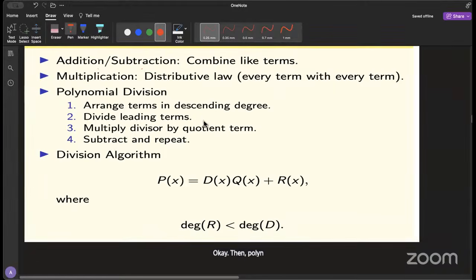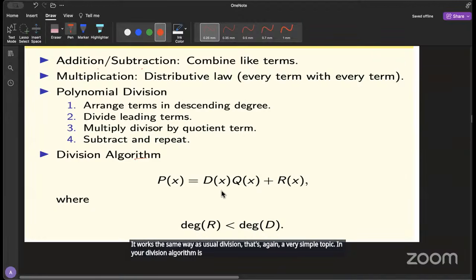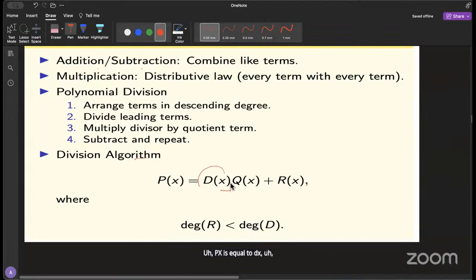Then polynomial division is one thing here. It works the same way as usual division. That's again a very simple topic. And your division algorithm is p(x) equals d(x) q(x) plus r(x), where d(x) is your divisor, p(x) is the dividend, q(x) is the quotient, and r(x) is the remainder.